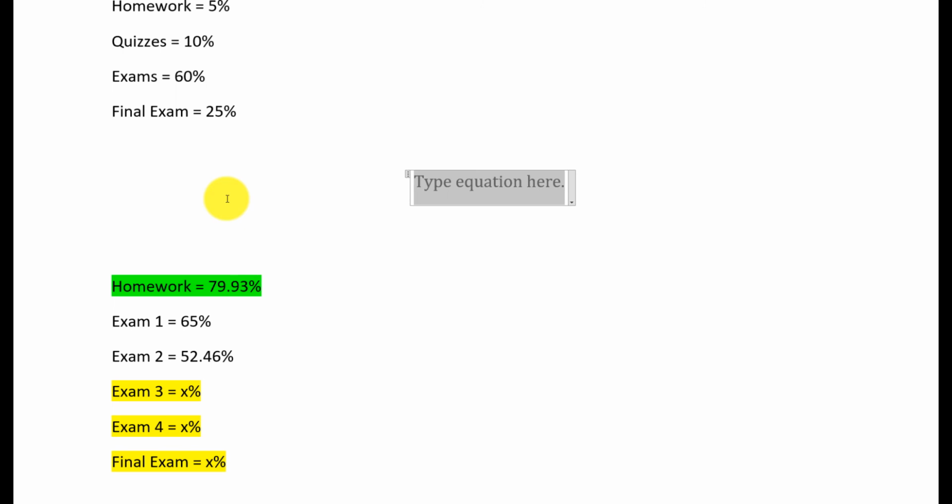So let's see. I know that 5% of my grade is homework, and I currently have 0.7993 on that. I also know that my quizzes, now let's just pretend, let's make believe here that I have a quiz category and my quizzes I have an 80% on, just to make my computation easy here. So I know that quizzes are worth 10% of the total grade, and I have an 80% on my quizzes. I feel pretty happy about that.